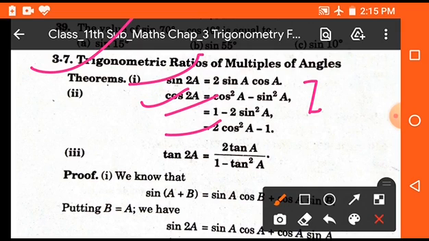Student, these are the important formulas of cos 2A, and they are generally asked in the numerical problems, and it is also important for the board examination. Now tan 2A is equal to 2 times of tan A upon 1 minus tan square A.